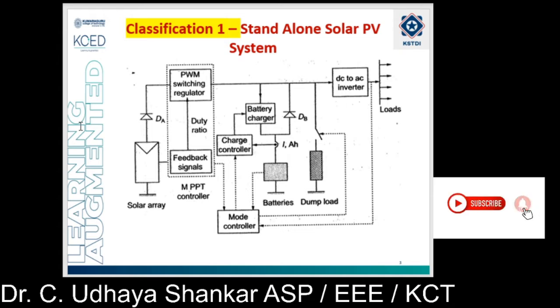The main components of the standalone solar PV system are shown in the figure. Here you can see that an MPPT controller is used, which is going to adjust the operating point. Hope you are clear about what the operating point of the PV panel is. The MPPT will be adjusting the operating point of the PV panel such that the maximum power is extracted. So MPPT is used to extract the maximum power.